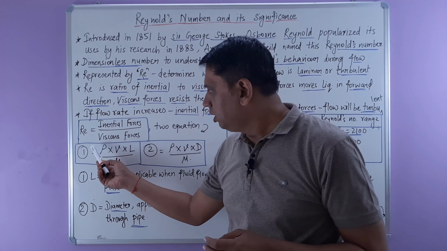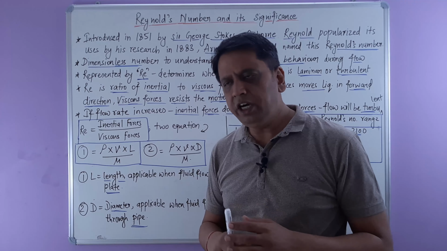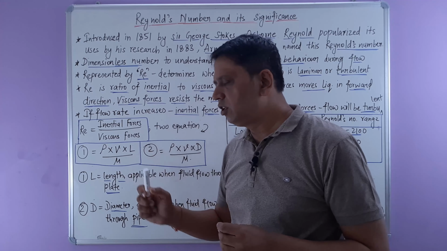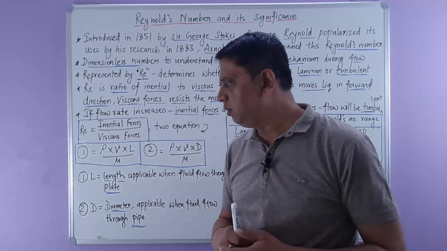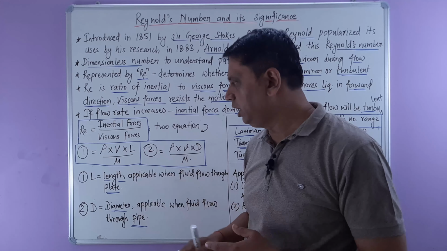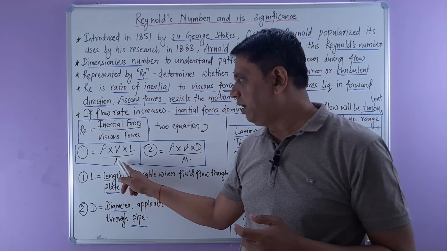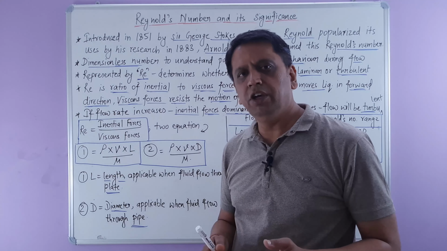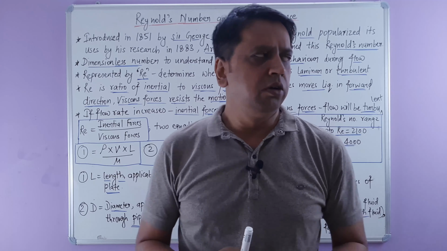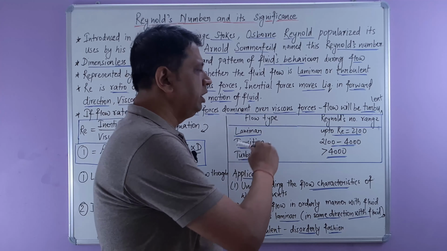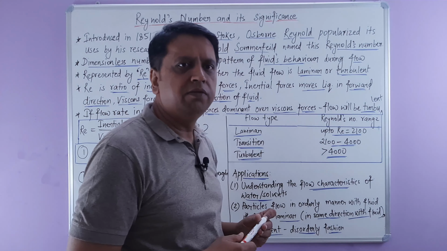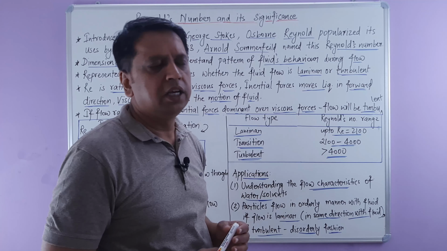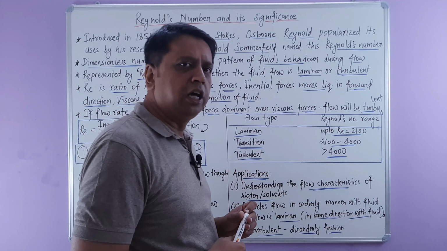Now rho stands for the density of the fluid, V stands for the velocity of the fluid, L and D we have already discussed, and mu is the viscosity of the fluid. Now this Reynolds number helps us to determine whether the flow of liquid is laminar or turbulent.